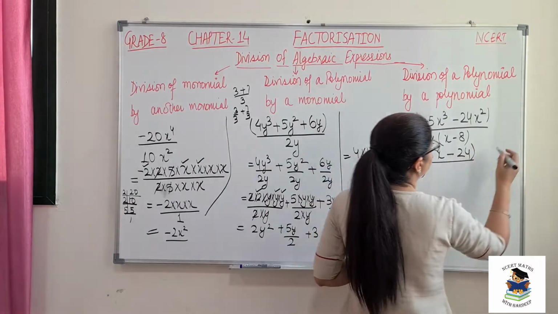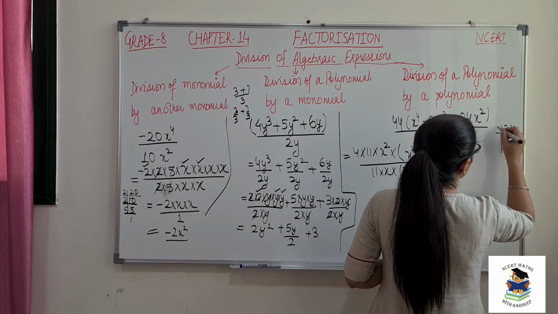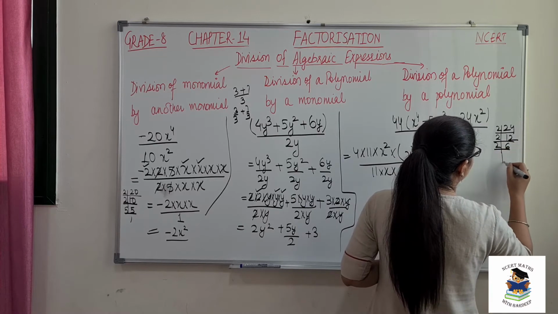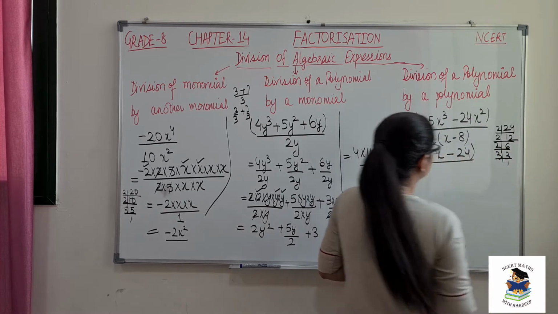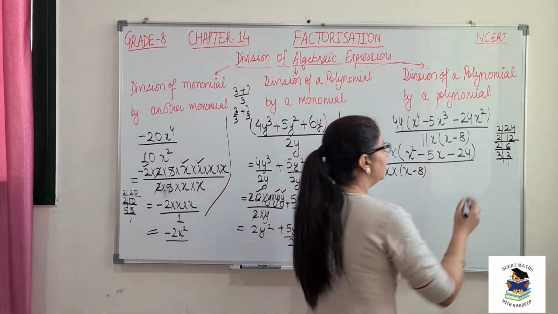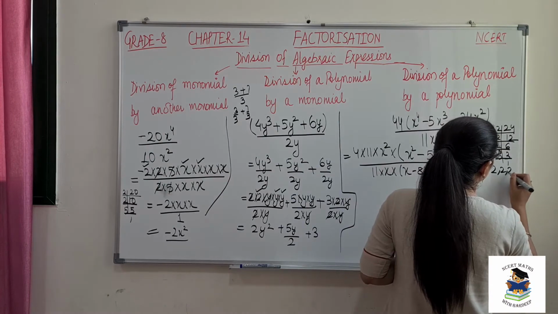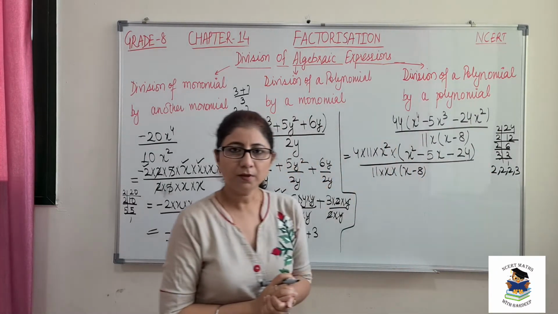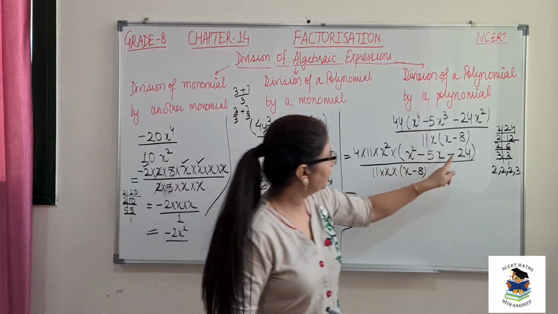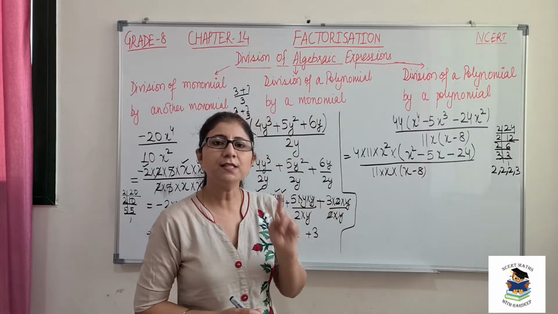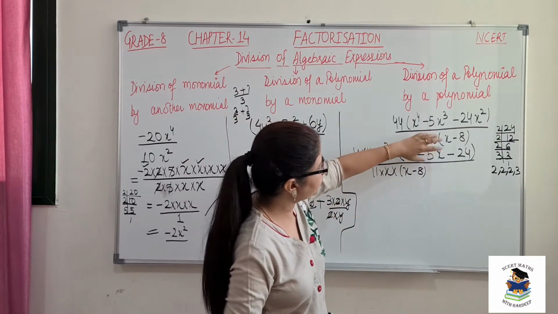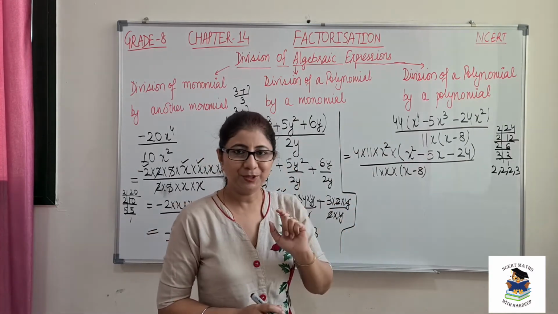Here we should find two numbers which when multiplied will give me minus 24, and when we add them we should get minus 5. So this is the sum, this is the product. We have factors as 2, 2, 2 and 3. I want the sum to be minus 5 and the product to be minus 24. This means the product is negative, so one term should be negative. But since the sum is also negative, that means the bigger term should be negative.